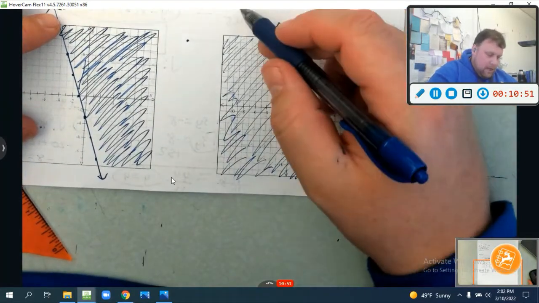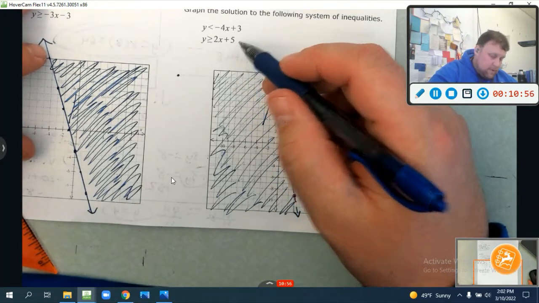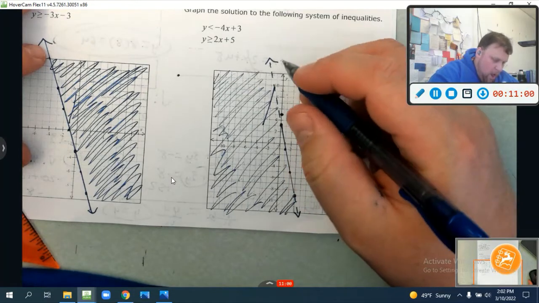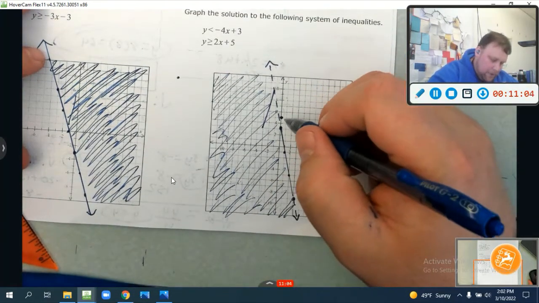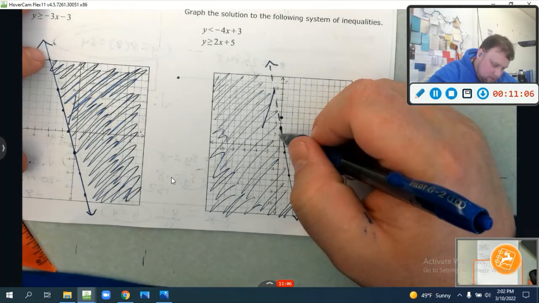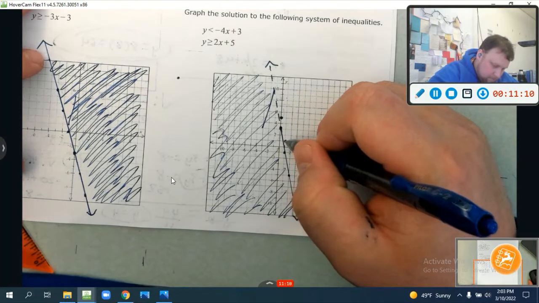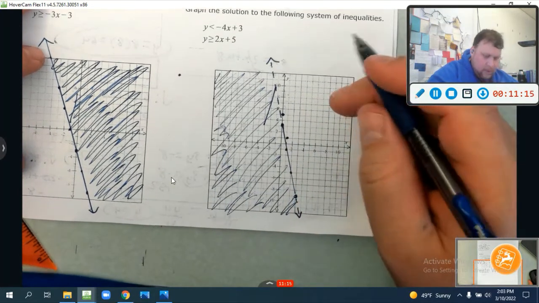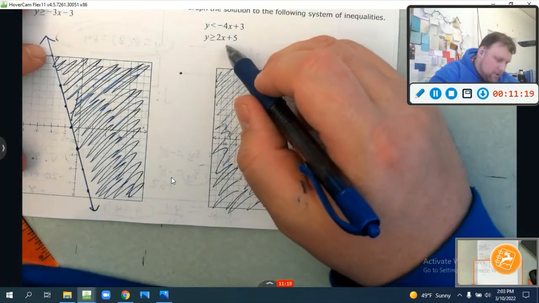Okay, and let's graph the next one, which has a start value 2x plus 5, so start value of 5. And a slope of negative 4. So 1, 2, 3, 4. Over 1. Oh my gosh, I looked at the wrong one. It's a slope of 2. Y is greater than or equal to 2x plus 5.